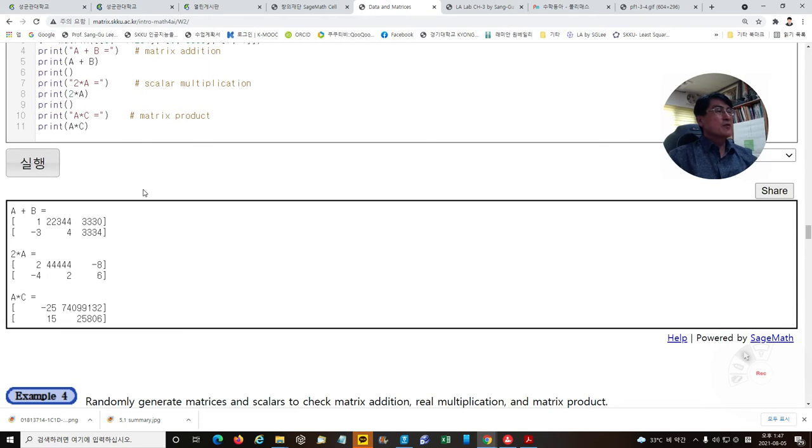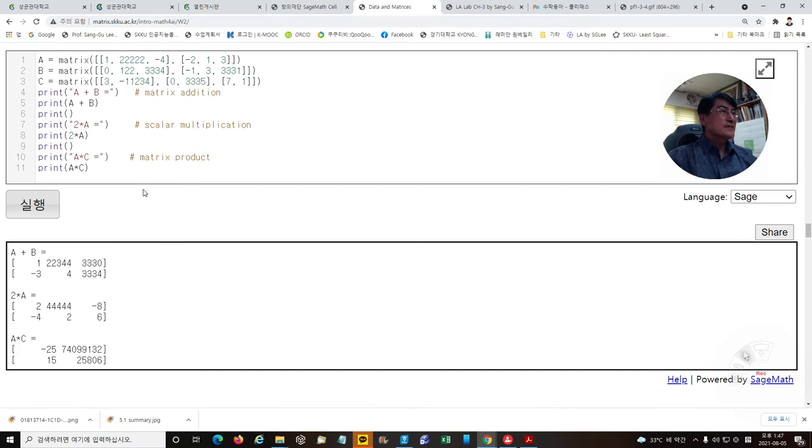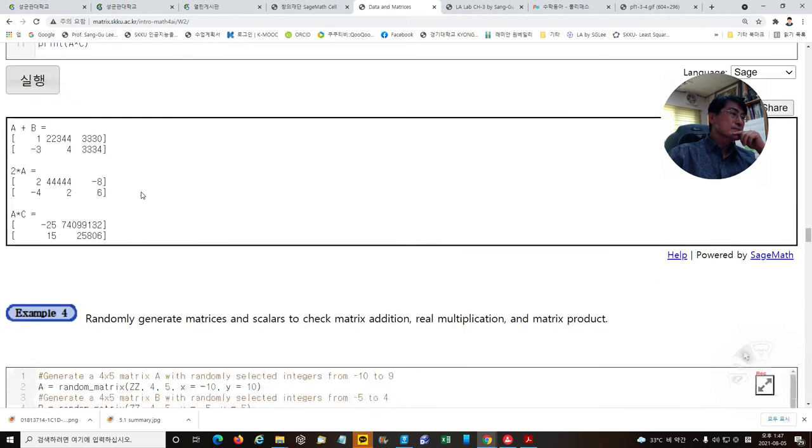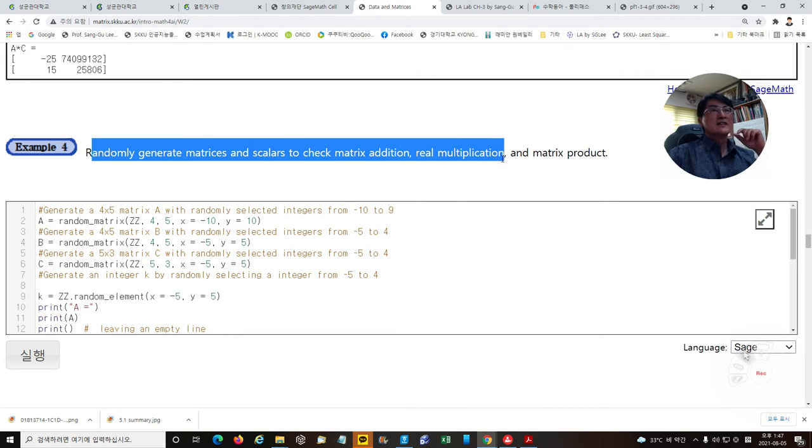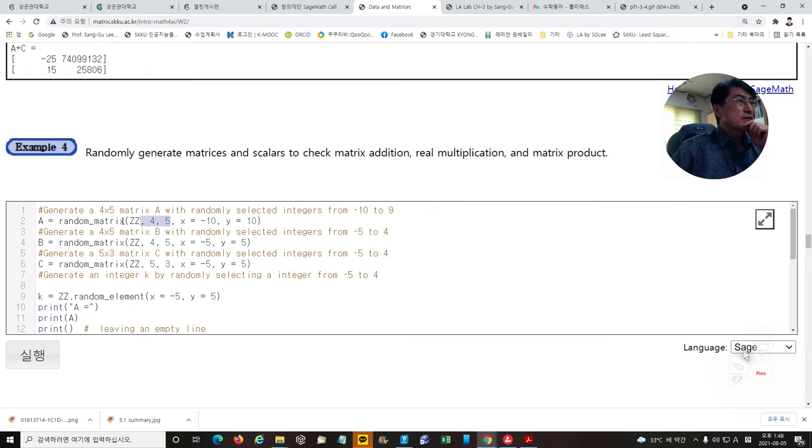Now, we need matrices of the proper dimension for those operations. Then, randomly generate matrices and a scalar to check the matrix addition, scalar multiplication, and matrix product. Let's check it. Generate a 4x5 matrix A over the integers between minus 10 and 9, and do the same thing for the matrix B between minus 5 and 4, because we start from 0: 0, 1, 2, 3, 4 makes 5. And generate a 5 by 3 matrix C.